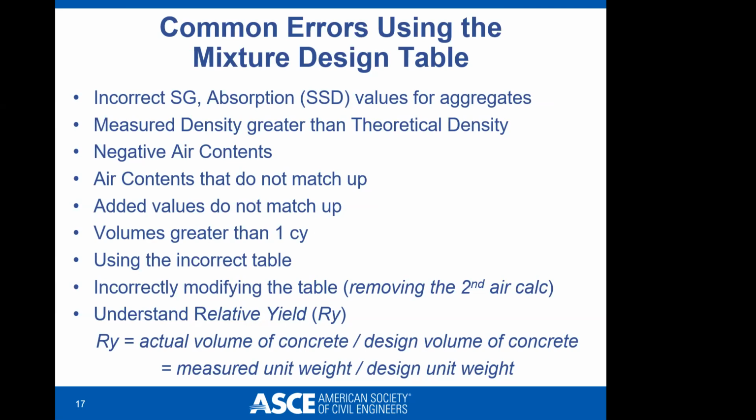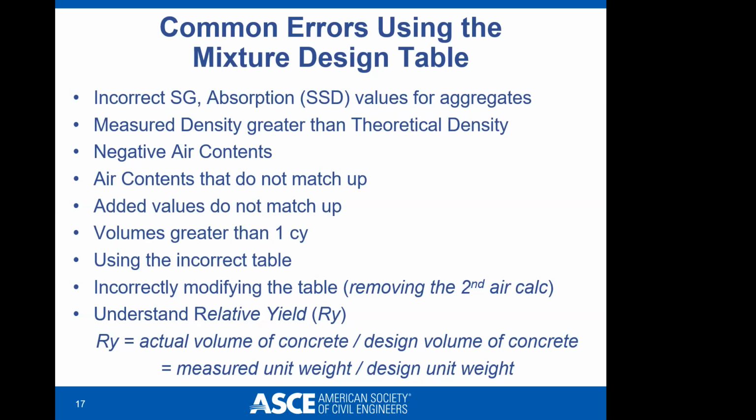Now, this isn't a common error, but it's one of the things that we think teams generally tend not to do correctly, which is understanding what relative yield is. Relative yield is a ratio that basically compares the volume of concrete that was made to the design volume that you thought you were going to make. And it can be reduced down to a measured unit weight divided by the design unit weight.